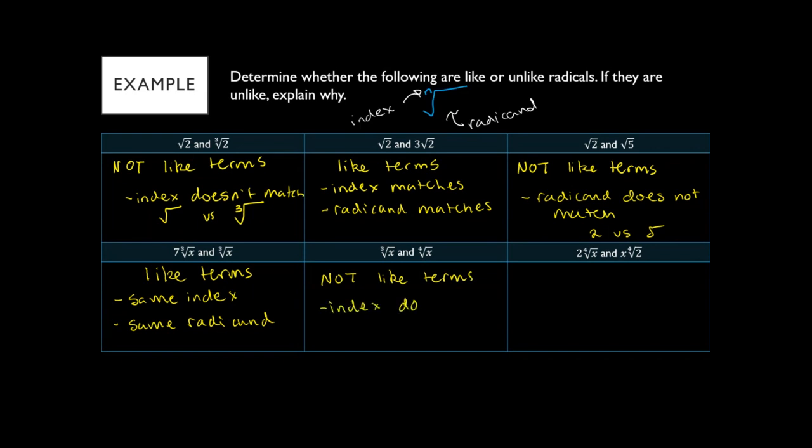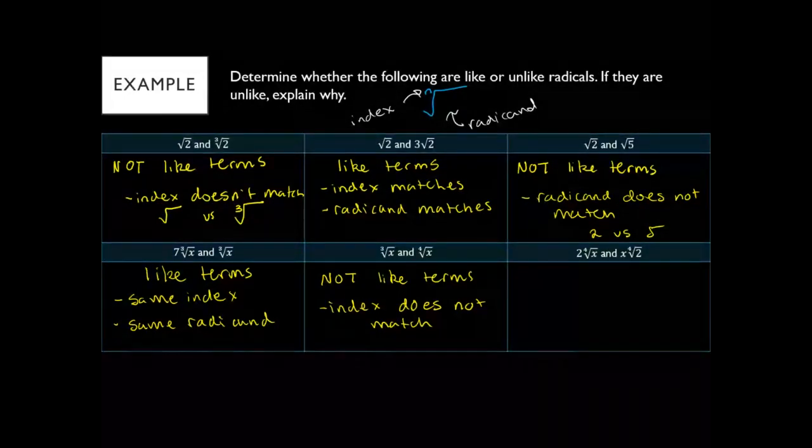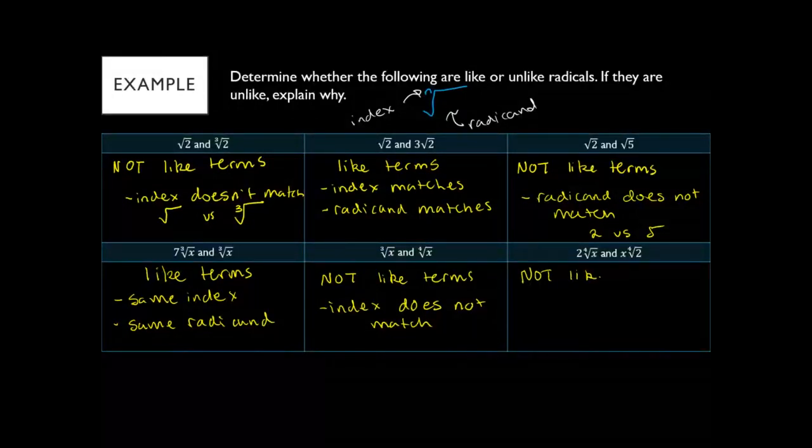So the index does not match. And then bottom right, we've got 2 times the 4th root of x and x times the 4th root of 2. So these are not like terms. Even though they both have a 2 and x, they're in different places. So in front, we have a 2 versus an x. Those don't match. This doesn't match in 2 places.